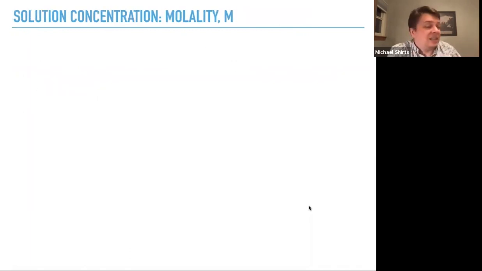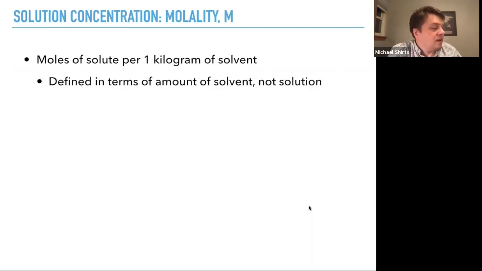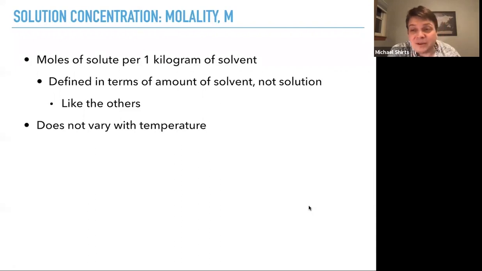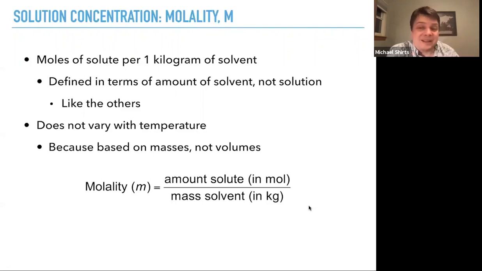Molality is a little less common, but it still is useful in some applications. It's moles of solute per kilogram of solvent. And this is the key: it's per kilogram of solvent, not per kilogram of solution. It does not vary with temperature, which is very useful when you're making measurements as a function of temperature, because it's based on masses, not on volumes. The molality is usually indicated by a lowercase m, as opposed to a capital M for molarity.